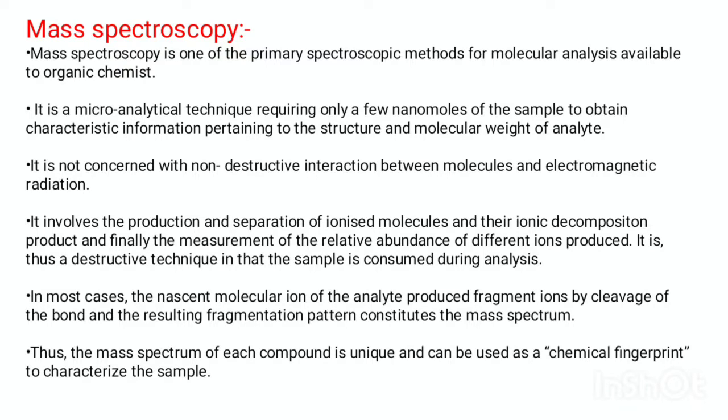It involves the production and separation of ionized molecules and their ionic decomposition products, and finally, the measurement of relative abundance of different ions produced. It is thus a destructive technique in that the sample is consumed during analysis. In most cases, the nascent molecular ion of the analyte produces fragment ions by cleavage of the bond, and the resulting fragmentation pattern constitutes the mass spectrum. Thus, the mass spectrum of each compound is unique and can be used as a chemical fingerprint to characterize the sample.